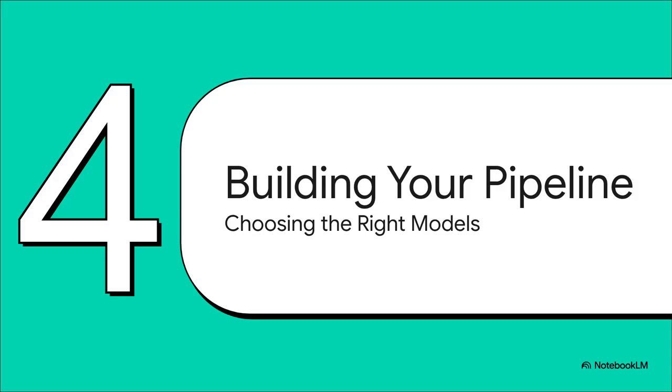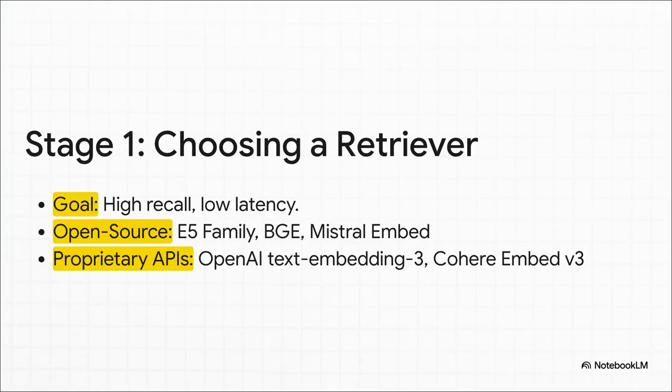Okay, so you're sold on the idea. How do you actually build this thing? Well, it all starts with picking the right models for each of the two jobs. For stage 1, your retriever, you need a Bi-Encoder that's fast and has high recall. You've got amazing open source options like the E5 and BGE families, and super powerful, easy-to-use APIs from places like OpenAI and Cohere. These are your workhorses, the models that do the initial heavy lifting.